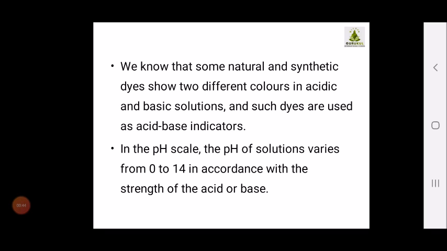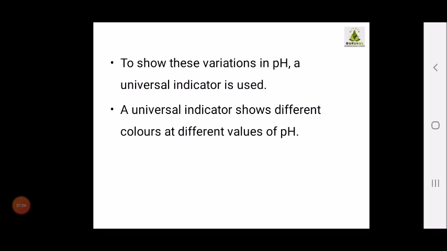So we know that some natural and synthetic dyes show two different colors in acidic and basic solutions. Such dyes are used as acid-base indicators. In the pH scale, the pH of solution varies from 0 to 14 in accordance with the strength of the acid or the base. Now, to show these variations in pH, a universal indicator is used. So, if you want to study the pH of a substance, a universal indicator is used. And what is its function? It shows different colors at different values of pH.